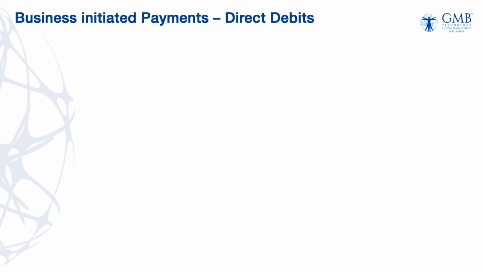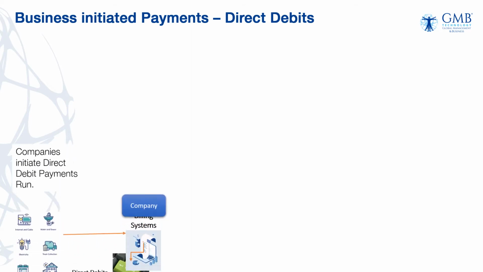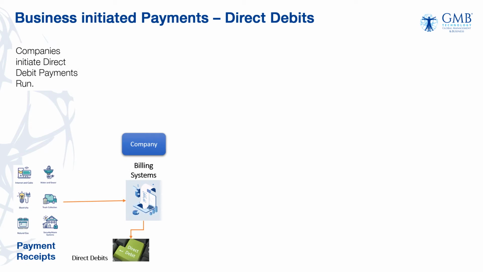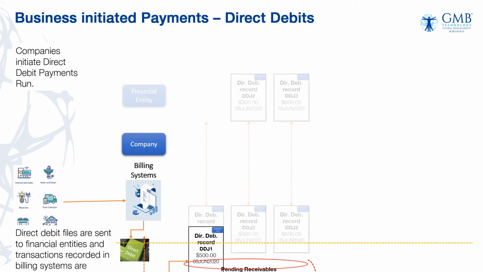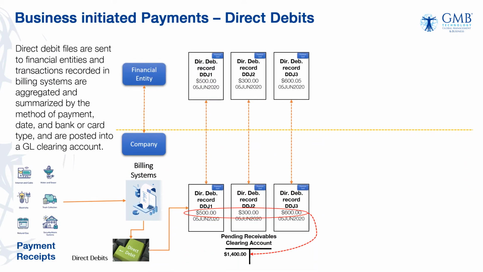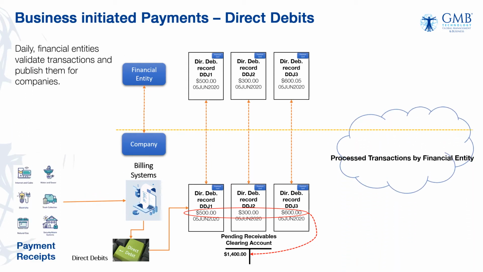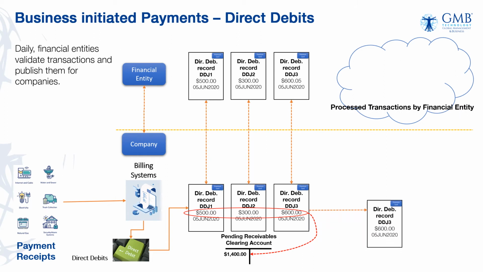Business-initiated payments, direct debits. Companies initiate direct debit payments run. Direct debit files are sent to financial entities and transactions recorded in billing systems are aggregated and summarized by the method of payment, date, and bank or card type, and are posted into a GL clearing account. Daily, financial entities validate the transactions and publish them for companies.